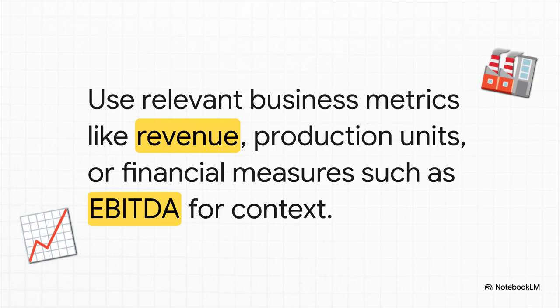Using EBITDA is really effective because it gives you a clean look at a company's core operational profitability before all the financing and accounting stuff gets layered on. When you normalize by EBITDA, you're essentially getting an idea of a company's environmental impact relative to its ability to generate cash. It's a great way to tie sustainability directly to financial efficiency.